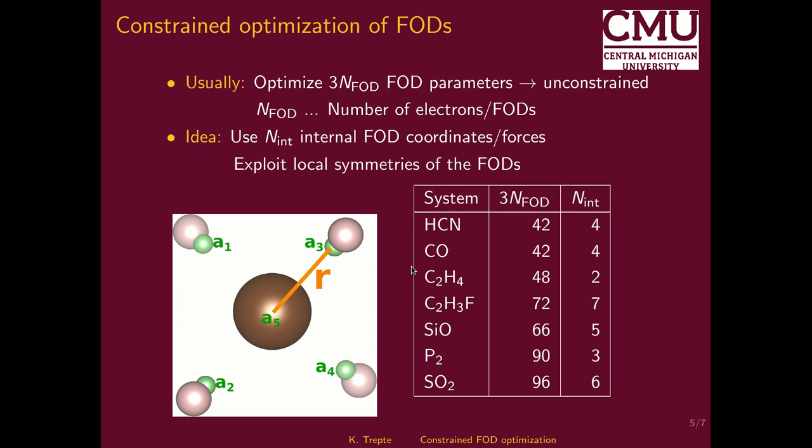Now, I want to show how this reduction works for a bunch of molecules. And what we can see is that for the unconstrained optimization, the number of degrees of freedom to optimize ranges between 40 and almost 100. While using these internal degrees of freedom, we reduce this by an order of magnitude easily, and we go down to a maximum of 7 degrees of freedom, which seems much easier to optimize.